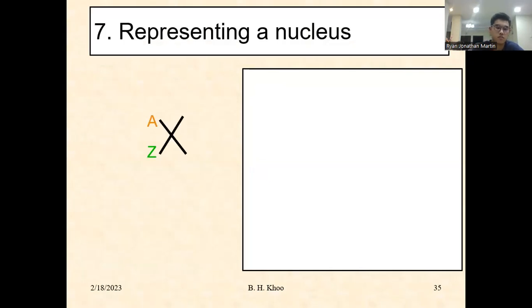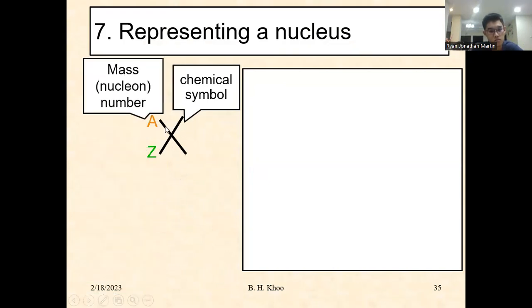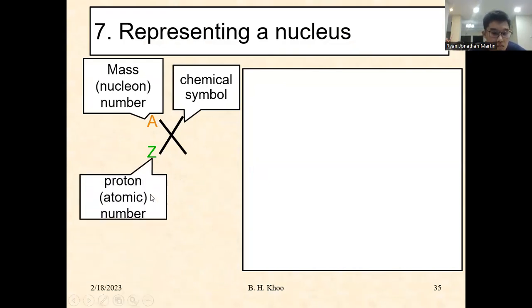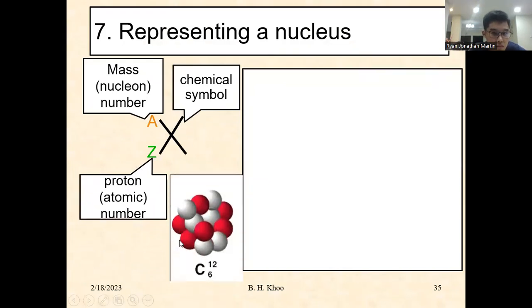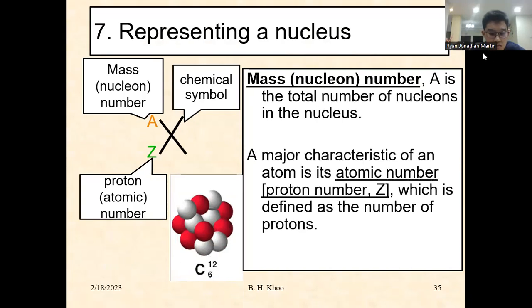Representing the nucleus: X is the chemical symbol. This one is either called the mass number or the nucleon number. This is the atomic number Z, or proton number. Some people prefer to write it this way, but at A level we write it the other side. The mass or nucleon number is the total number of nucleons in the nucleus.